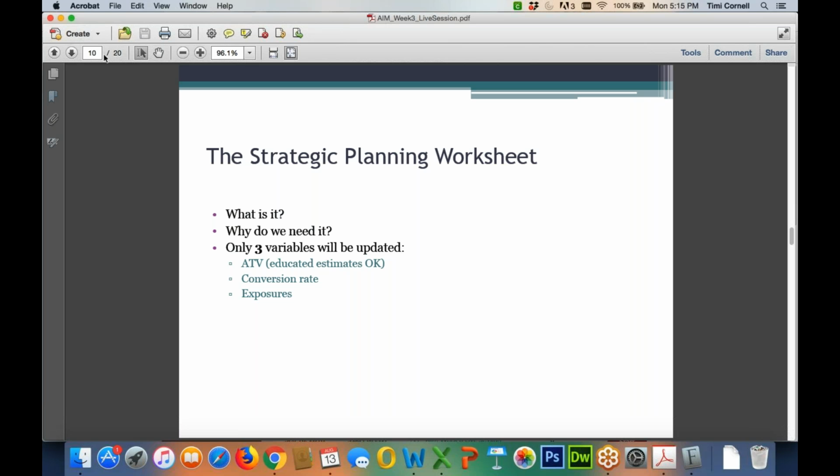We need it because before you spend a single cent of advertising budget, you would have to create goals and projections for your campaigns to, of course, measure campaign performance against, and to potentially project revenue for either your client or your company. And so that's essentially why we need it. And in this class, we are only going to be updating 3 variables.